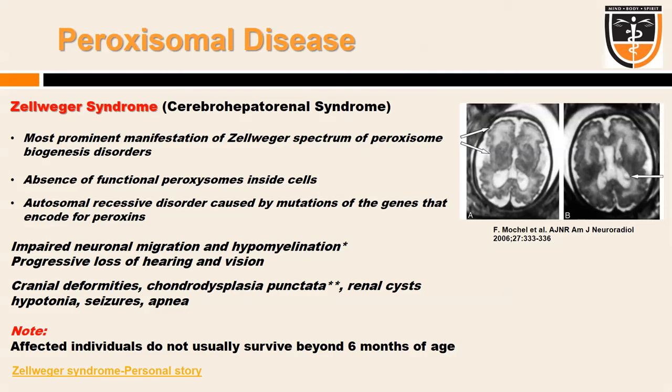They will develop cranial deformities, problems with hearing and vision. They will develop chondrodysplasia punctata, which means that certain portions of their bones will turn into cartilage, okay? And they will develop cysts in their kidneys, apnea, they will have problems with breathing. And sadly, individuals diagnosed with this disorder usually don't live beyond age of 6 months.